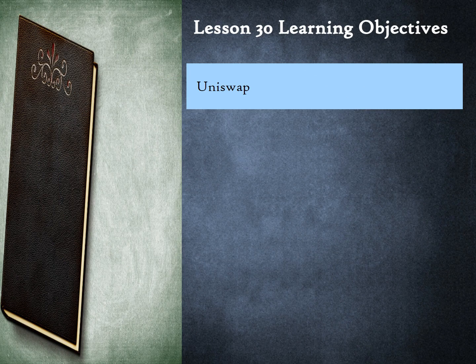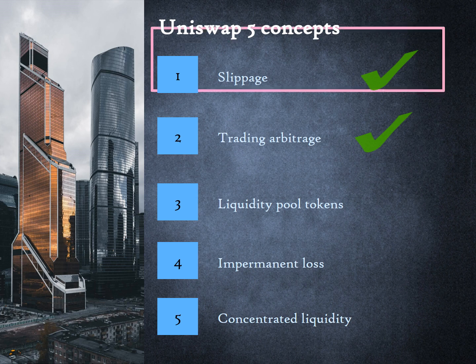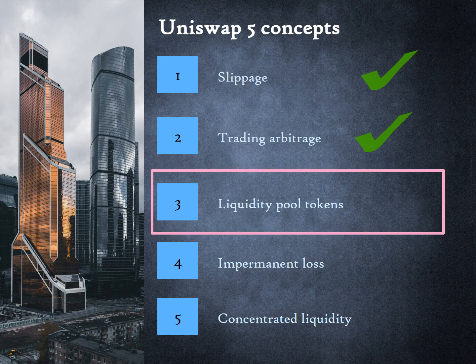In the previous lesson, we began learning about decentralized finance. We are currently learning about one such DeFi application called Uniswap. In this lesson, we will continue with our discussion of this decentralized exchange. In the previous lesson, we covered 2 of the 5 concepts needed to understand Uniswap. In this lesson, we will continue learning about the other 3 concepts.